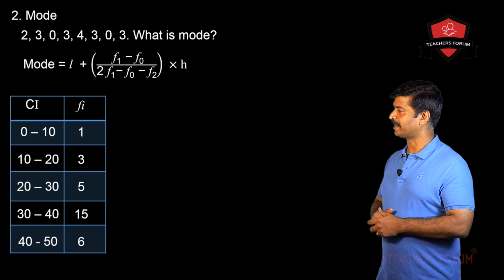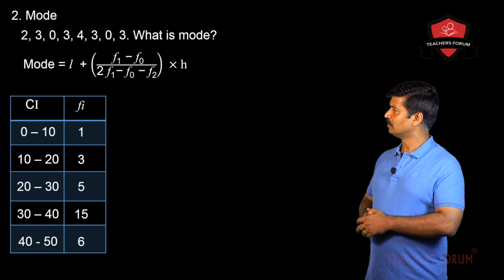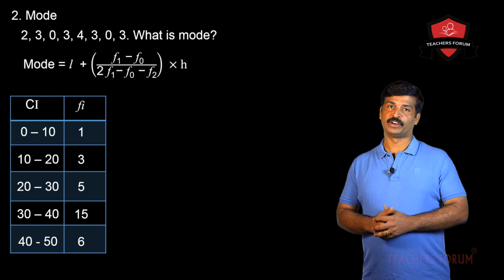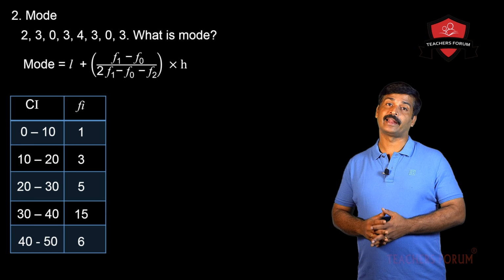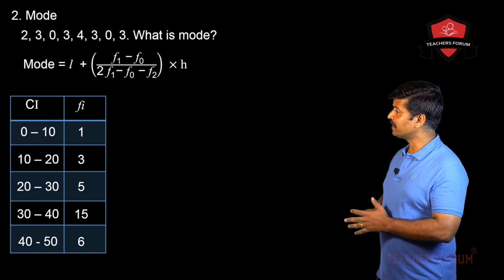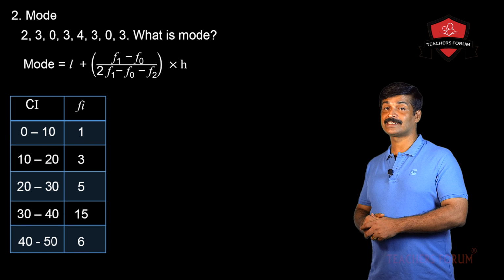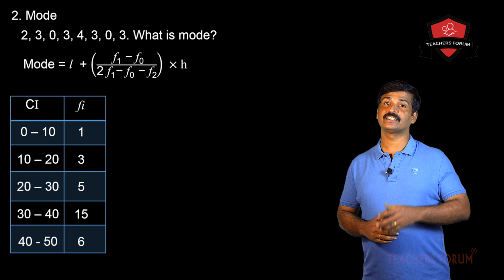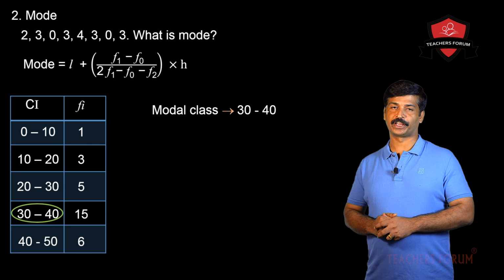Now you are given the class intervals and frequencies. Class intervals are given here, frequencies are also given. We have to find the mode. First of all, you have to find out what is the modal class. You see, which is the maximum frequency given here? The maximum frequency is 15. Now, the corresponding class interval is known as the modal class. So here the modal class is 30 to 40.